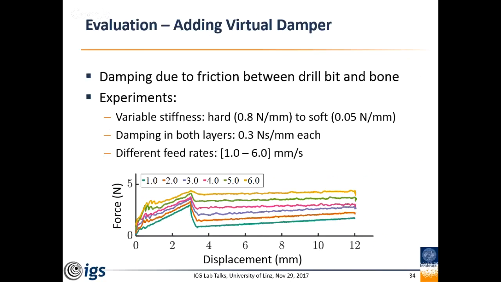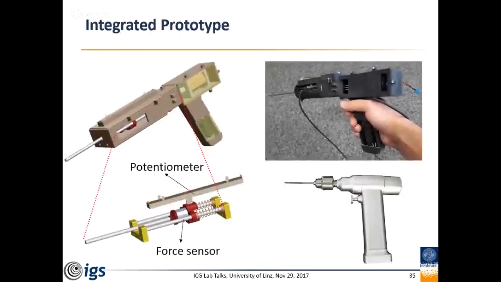We now extend our model with some damping. This is just to model, for instance, friction between the drill and the bone material. And you can see here nicely again, depending on the different velocities, we have these offsets in the forces because there's energy dissipation. Again, at the start, it doesn't work too well, but after some distance, we have a relatively reasonable behavior. So we took this and then put it into a prototype.